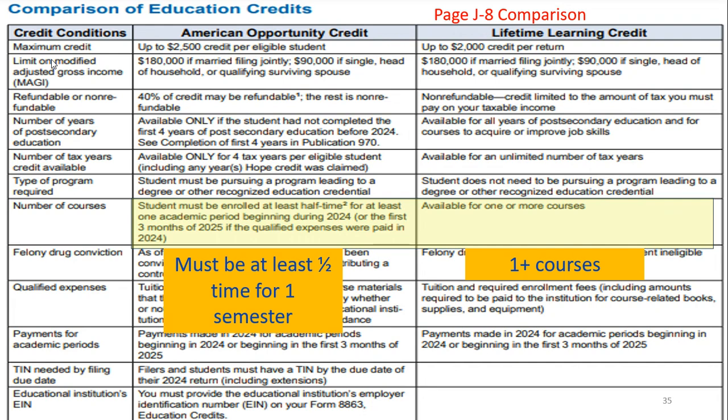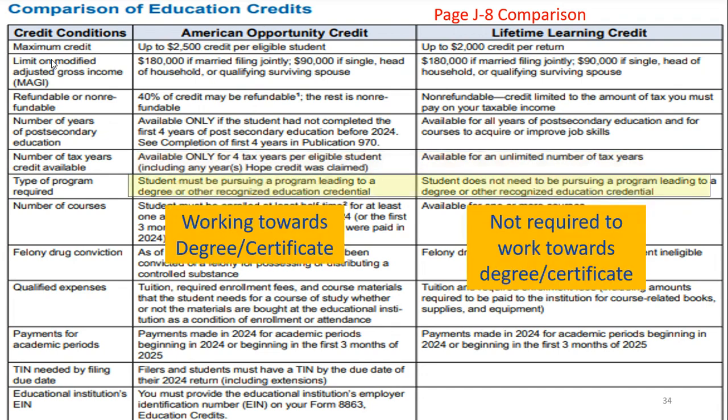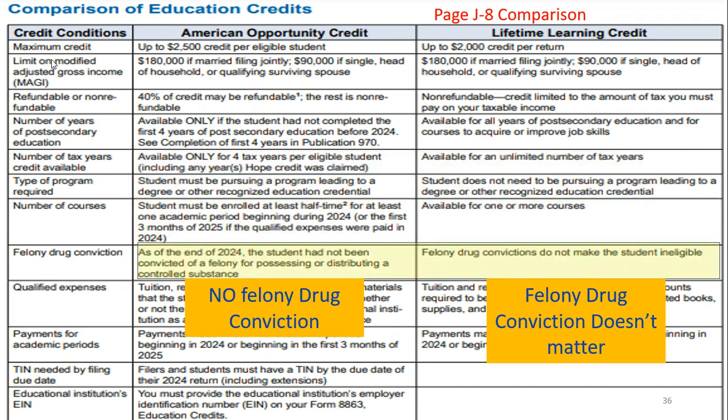And I do want to say Lifetime Learning could be improving job skills. So working towards a degree or improving job skills. I think I said that. All right. For American Opportunity, it's such a great credit. We're not giving it to those little felony drug dealers. So any felony drug conviction, nope. Lifetime Learning, it doesn't matter.